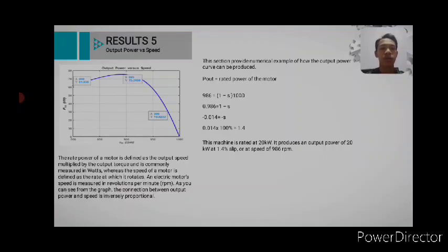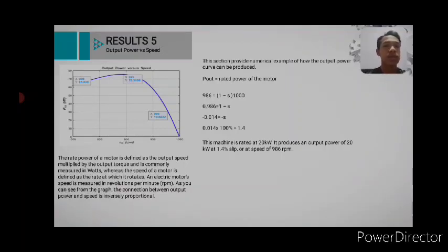It is the graph of output power versus speed. The rated power of a motor is defined as the output speed multiplied by the output torque, and it is commonly measured in watts, whereas the speed of a motor is defined as the rate at which it rotates. An electric motor's speed is measured in revolutions per minute, or RPM. As you can see from the graph, the connection between output power and speed is inversely proportional.